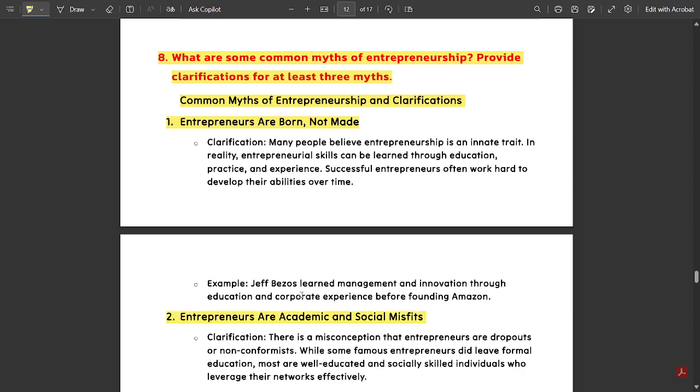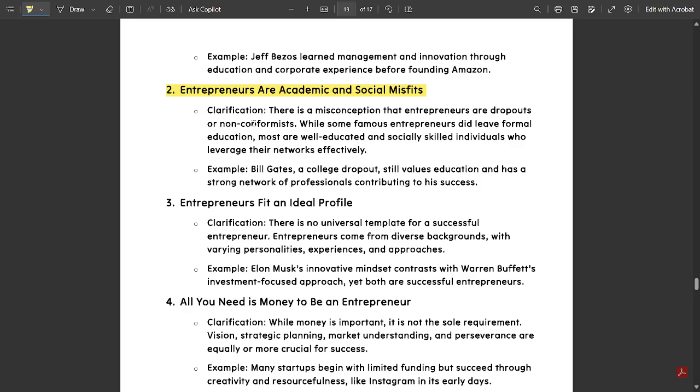Entrepreneurs are academic and social misfits. The clarification is that there is a misconception that entrepreneurs are dropouts or non-conformists. While some entrepreneurs did leave formal education, most are well educated and socially skilled individuals who leverage their networks effectively.